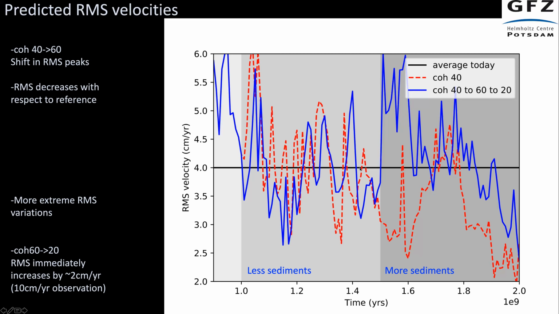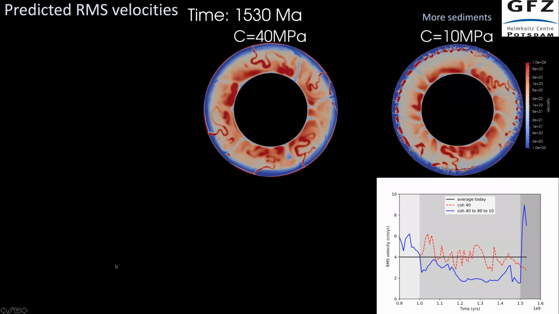So what we see is, in this case, an increase of only around 2-3 centimeters per year as we change this yield strength from 60 to 20. So this is much, much lower than the observations, which are around 10 centimeters per year. So we've also been playing with reducing the yield stress down to 10 megapascal.